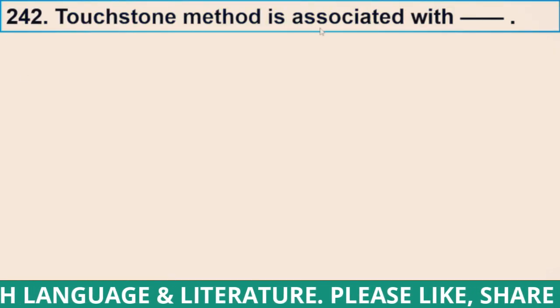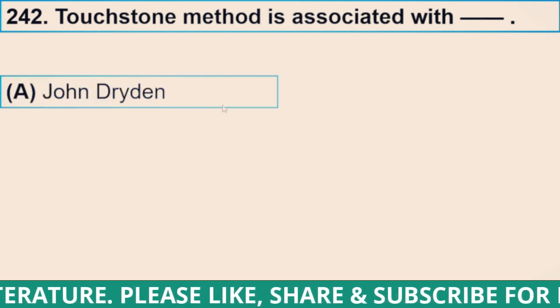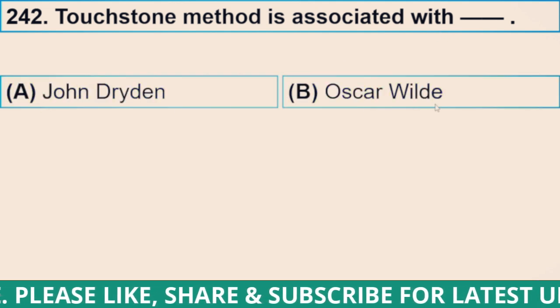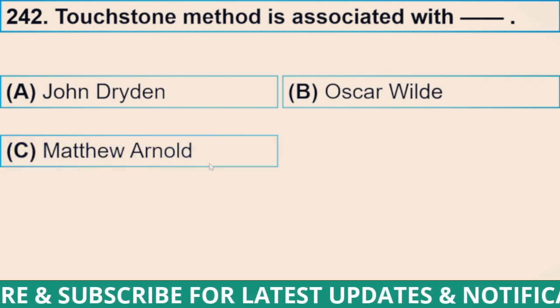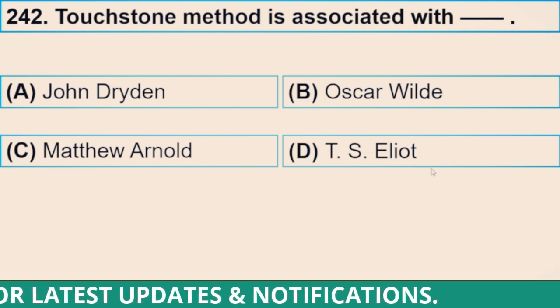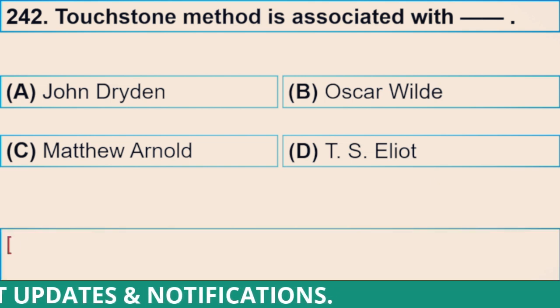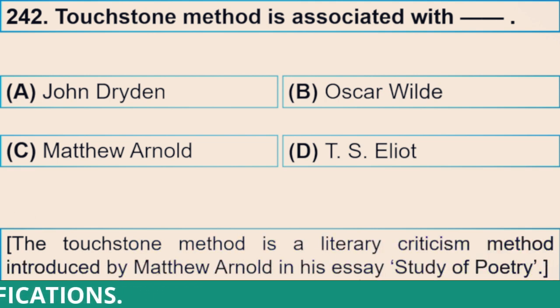Touchstone method is associated with option A, John Dryden, option B, Oscar Wilde, option C, Matthew Arnold, and option D, T.S. Eliot. The touchstone method is a literary criticism method introduced by Matthew Arnold in his essay Study of Poetry. Here correct option is C.